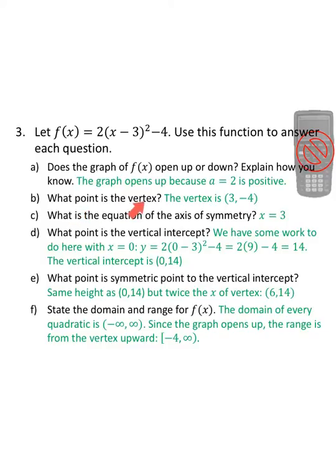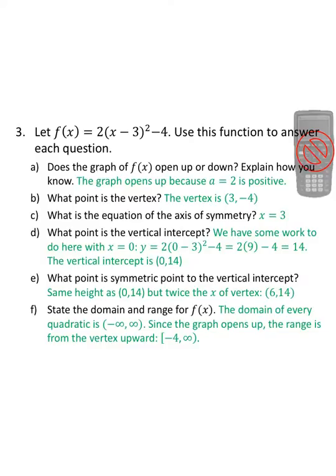What point is the vertex? Well, this is called vertex form because we can read the vertex right off of the function. Whatever we're subtracting on the inside, so x minus 3, I'm subtracting 3. 3 is going to be the x-coordinate of the vertex. And the number as it's written on the outside of the square, the minus 4, is the y-coordinate of the vertex. So we just pull those out. We can find the vertex in a very straightforward way.